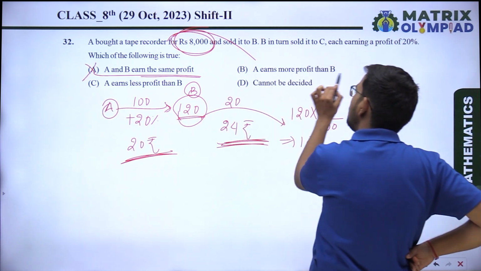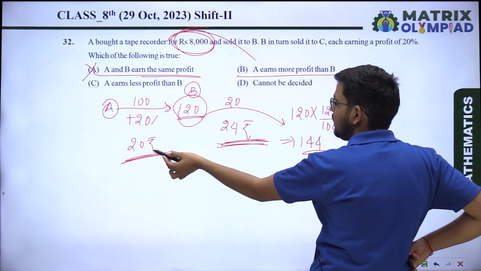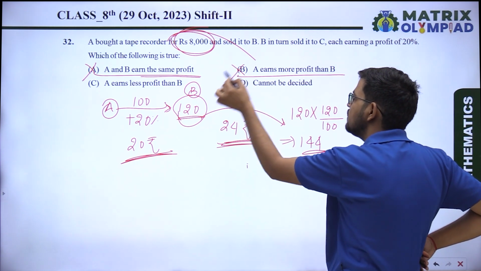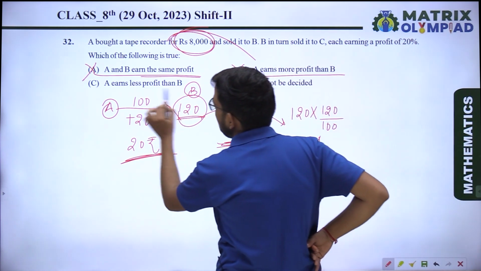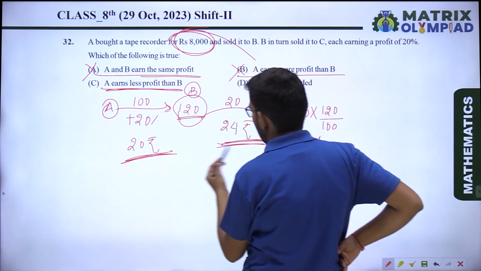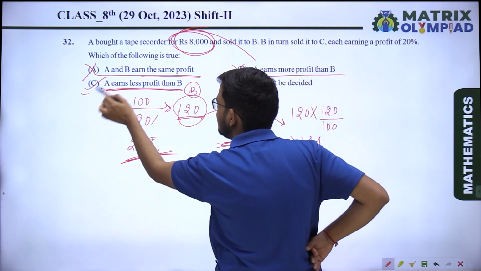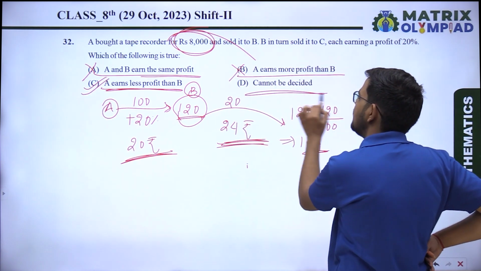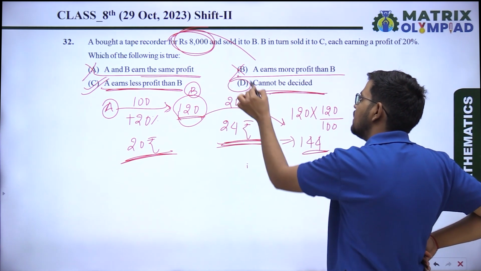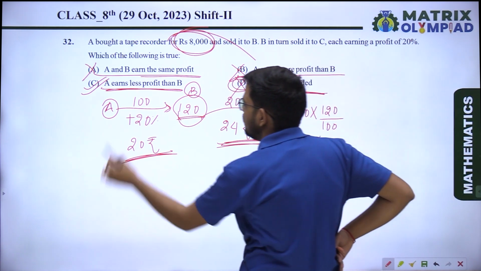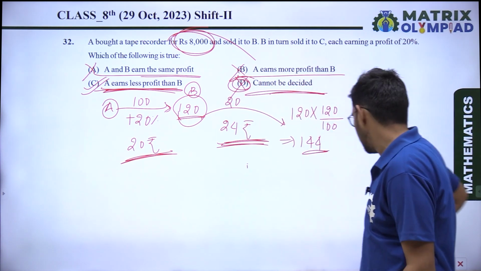False. A earns more than B? A earns 20, B earns 24. This means B is also false. A earns less profit than B. C is correct. D, cannot be decided? Here we can decide, so D is not the correct answer. Only option C is the correct answer.